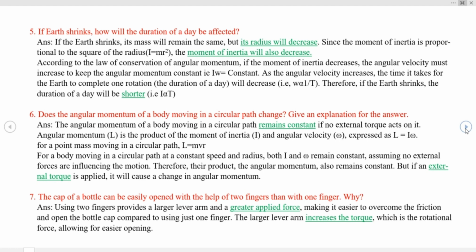Next question we have, the cap of a bottle can be opened more easily with the help of two fingers than with one finger. Why? So the answer for this question should be like, using two fingers provides a larger lever arm and a greater applied force, making it easier to overcome the friction and open the bottle cap compared to using just one finger. The larger lever arm increases the torque, which is the rotational force, allowing for easier opening.